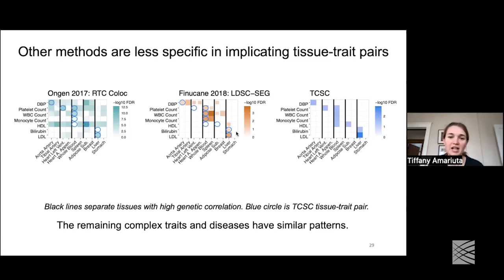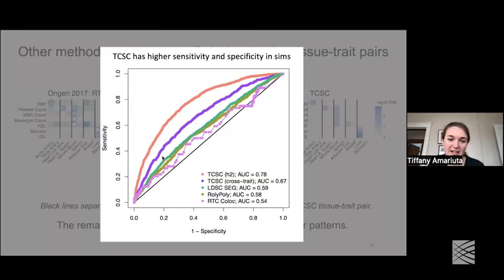And so here with LDSC seg, we see that there's still some residual signal for co-regulated tissues, but for the most part, outside the pair of co-regulated tissues, it's quite good at distinguishing. Whereas RTC Coloc probably has the biggest problem with specificity, finding lots of ubiquitous signal across very different, physiologically different tissues. And so, again, I just want to call back to simulations that we kind of expected this result in real trait analysis due to the poor specificity of these other methods in simulations.